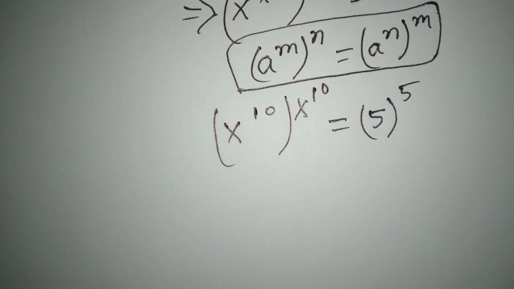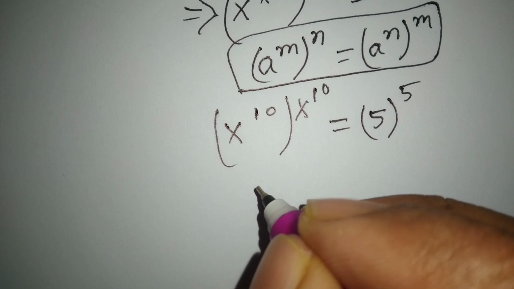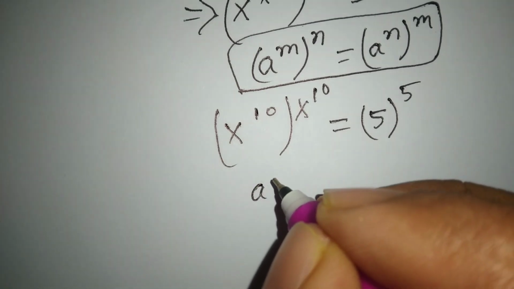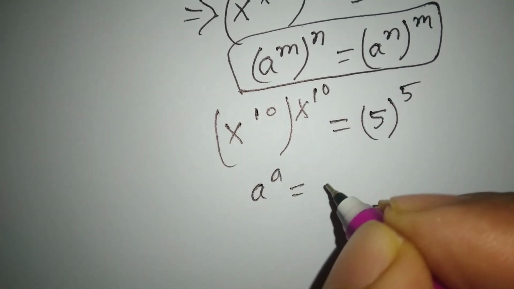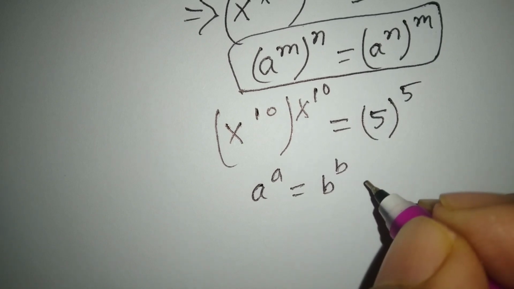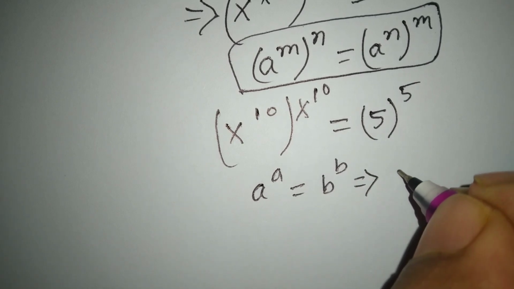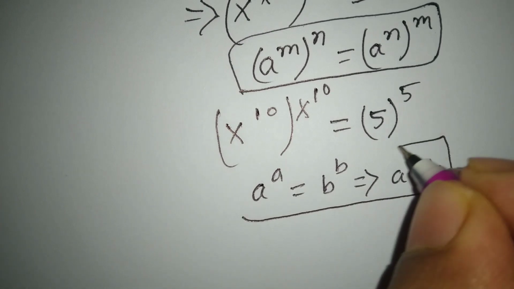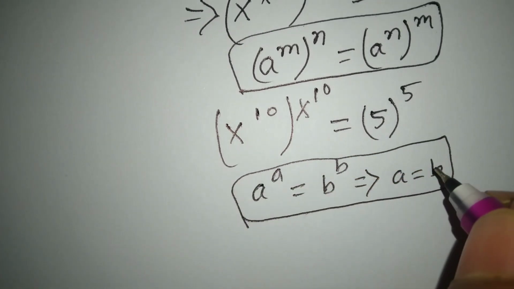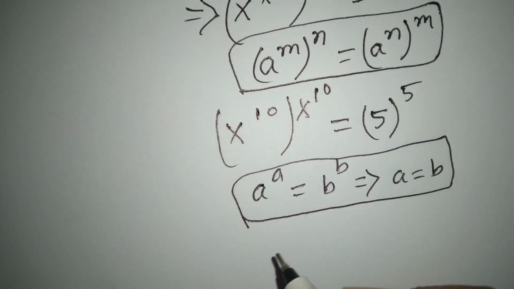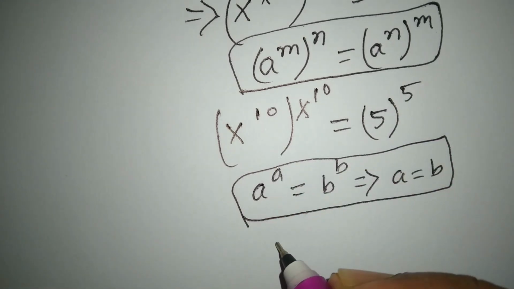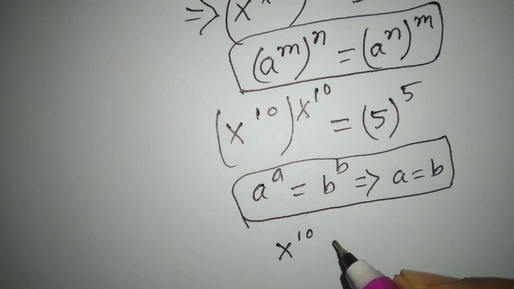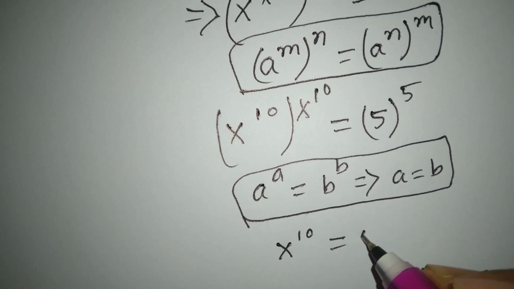We know another math property which is a to the power a is equal to b to the power b, which implies that a equals b. According to this math property, we can write this line as this x to the power 10 is equal to 5.